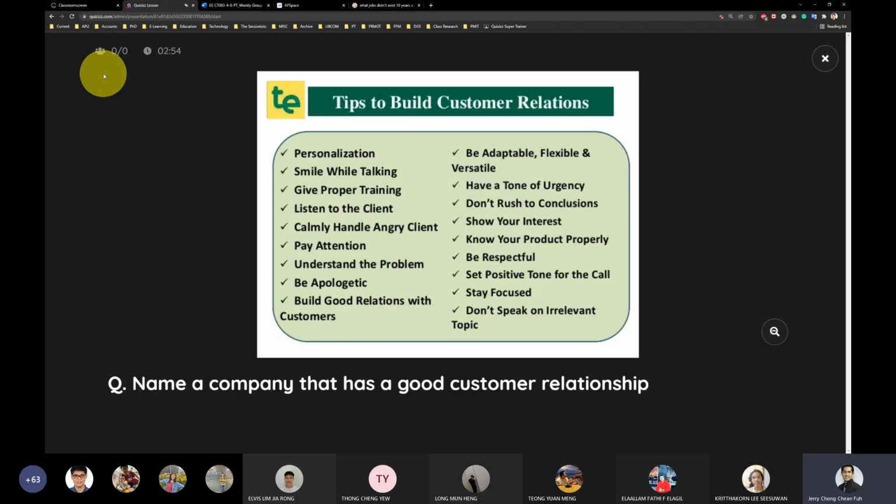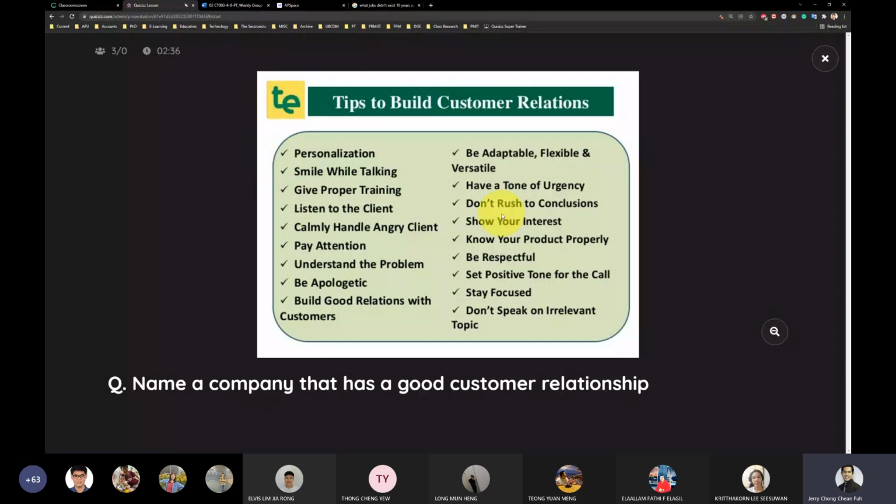Can you try identifying companies that you have encountered, that you have dealt with, that you feel have very, very good customer relations? Yeah, they either know you very well, they help you out whenever you need help, and so on and so forth. All right. So there's a few things that's being highlighted here.